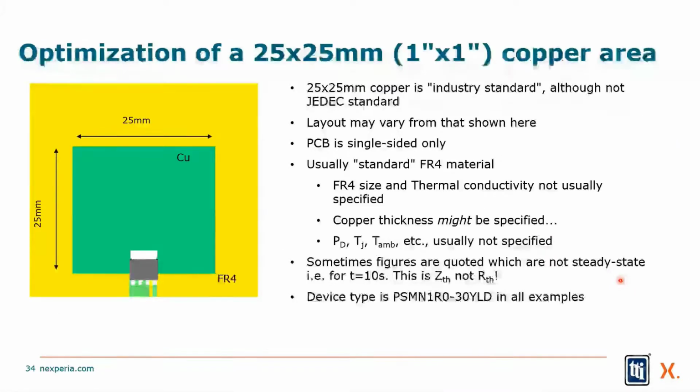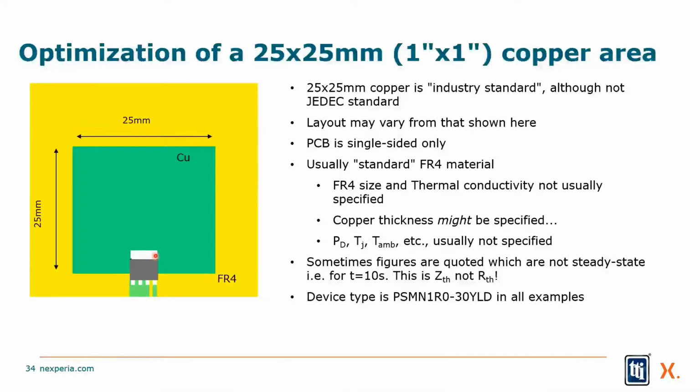The industry uses a standard 1 by 1 inch copper area, 25 by 25 millimeters, for all its thermal simulations. And you'll find this in all types of books. It's an industry standard. JEDEC hasn't accepted it, but it's actually out there already. Let's take a common example then. Here's our 1 by 1 inch piece of copper. We're now going to solder the MOSFET onto it so we catch all the drain, because remember, that's the big pad on the back of it.